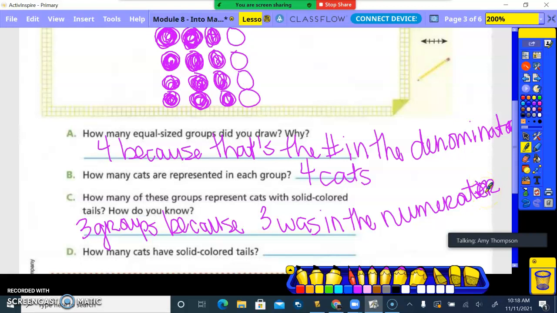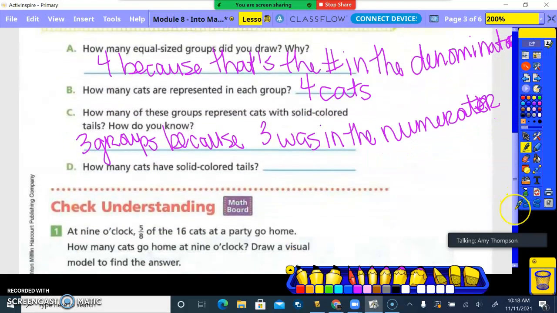Okay, numerator. How many cats have solid colored tails? So how many total did we color in? 12. So 12 cats. Okay, check understanding. At 9 o'clock, 5/8 of the 16 cats at a party go home. How many cats go home at 9 o'clock? Draw a visual model to explain.